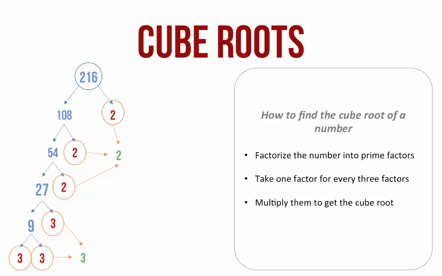We now multiply them to get the cube root. So the cube root of 216 is 6. This also means 6 into 6 into 6 or 6 cubed is 216. Let us now look at some tips and shortcuts.